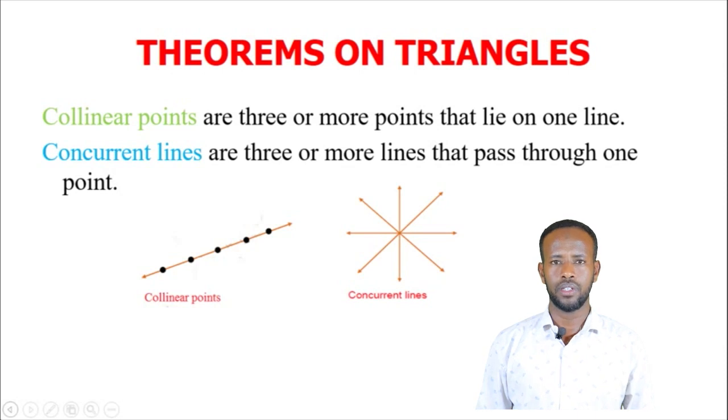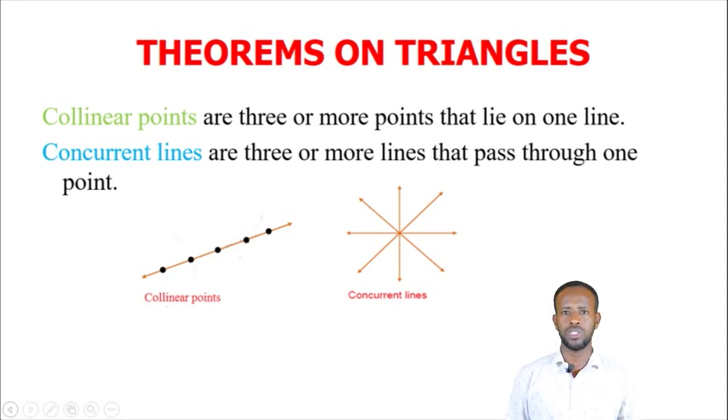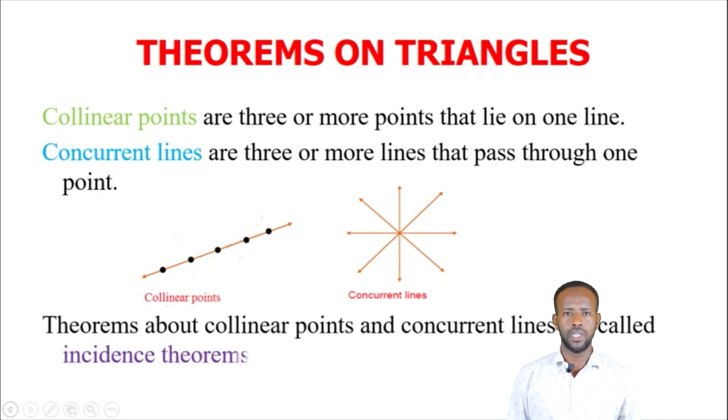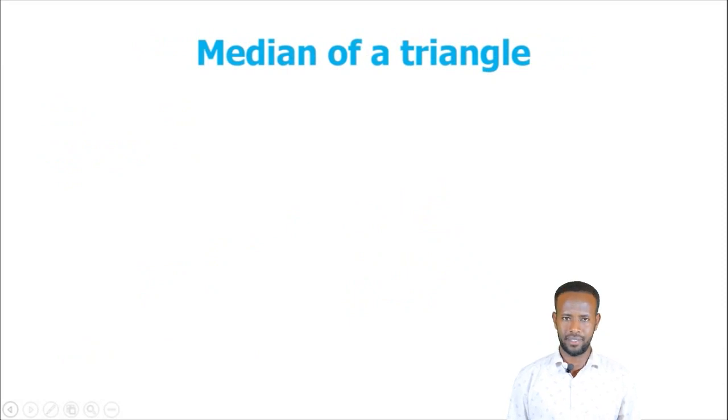So, we have learned two important terms that are basic to theorems on triangles. Now, theorems about collinear points and concurrent lines are called incidence theorems. So, the theorems that we are going to see in this lesson are called incidence theorems. Okay, now let us see median of a triangle.